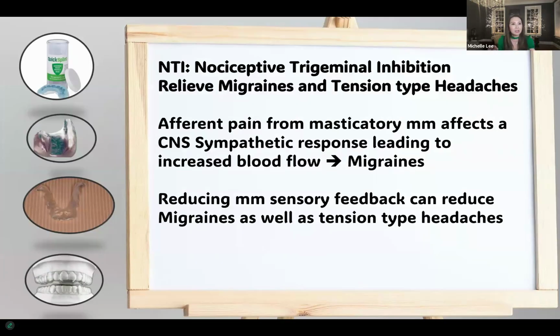And as I mentioned, nociceptive trigeminal inhibition, short for NTI, has been shown to relieve migraines and tension type headaches, because afferent pain from the masticatory muscles affects the central nervous system. It leads to increased blood flow in migraines. So the anterior only appliances reduce the muscle sensory feedback that can reduce migraines as well as tension type headaches.